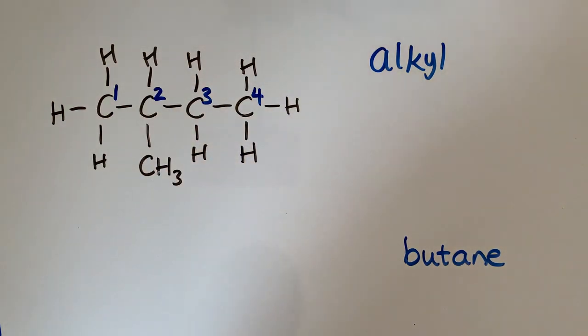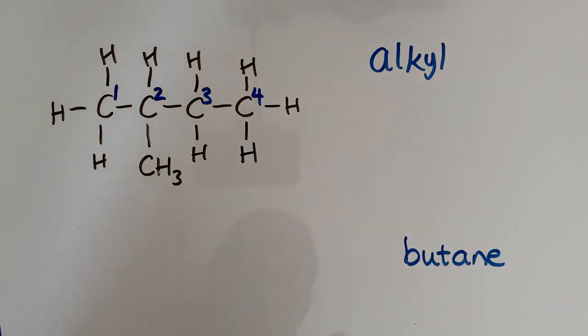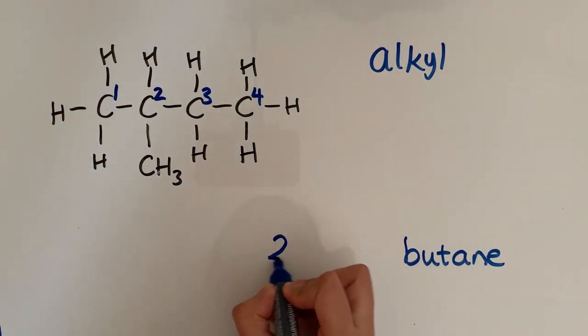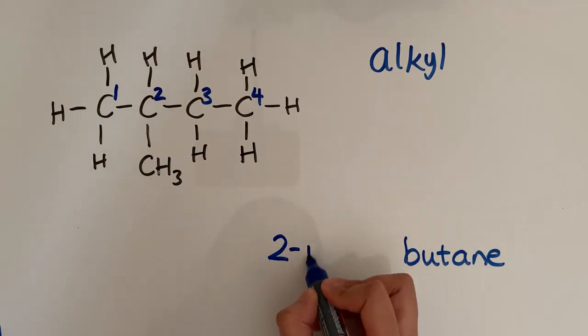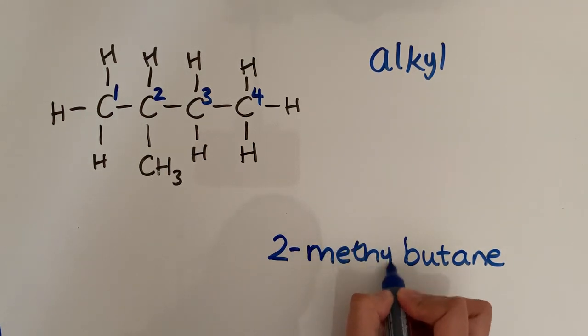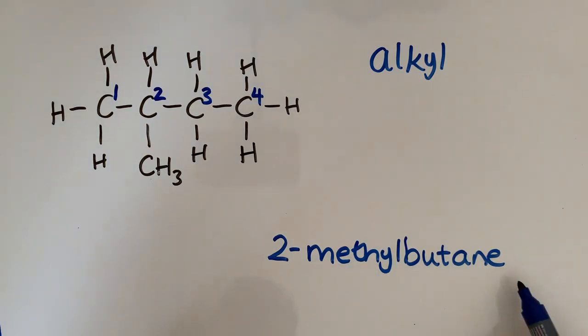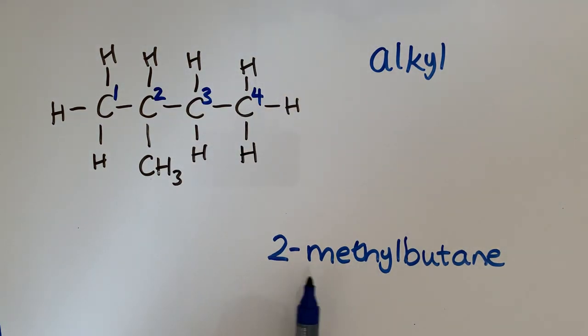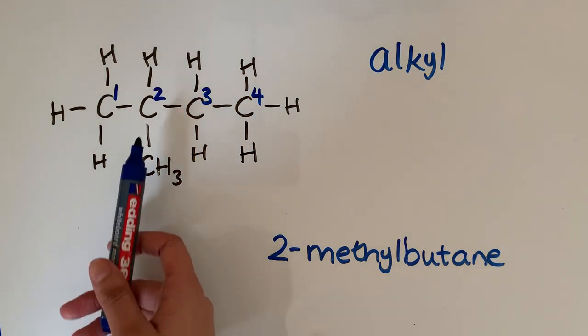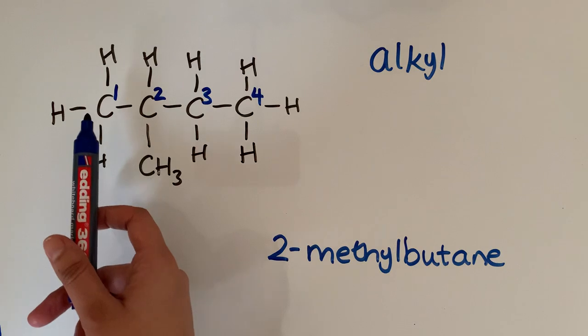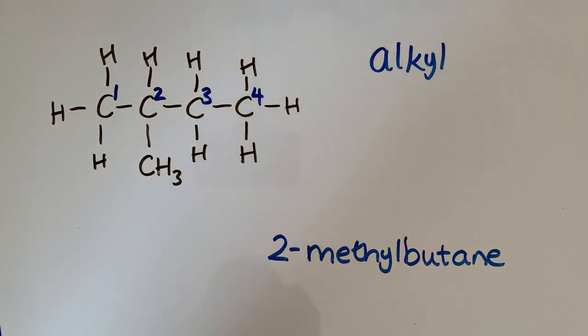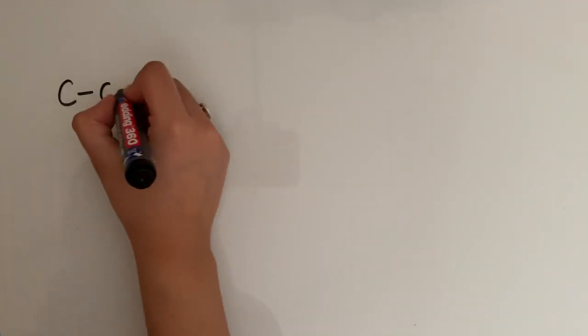Because it's coming off of carbon 2, at the beginning of this name we put the number it's coming off, so that's 2. We then put a dash, and then we put methyl. That part should all be one word. Between numbers and letters, we usually put a hyphen, so a dash. So that means this molecule here is called 2-methylbutane. Let's do some more examples. So let's have a look at this molecule here.